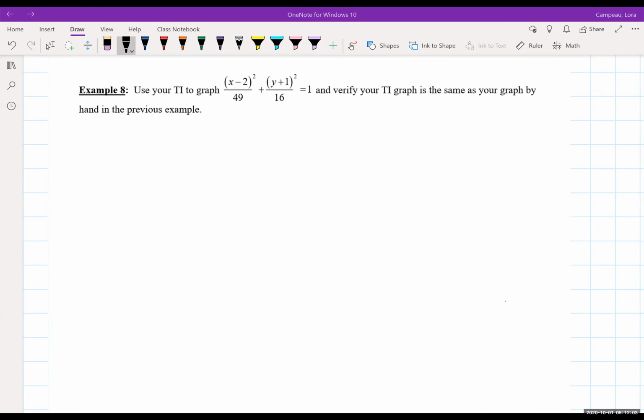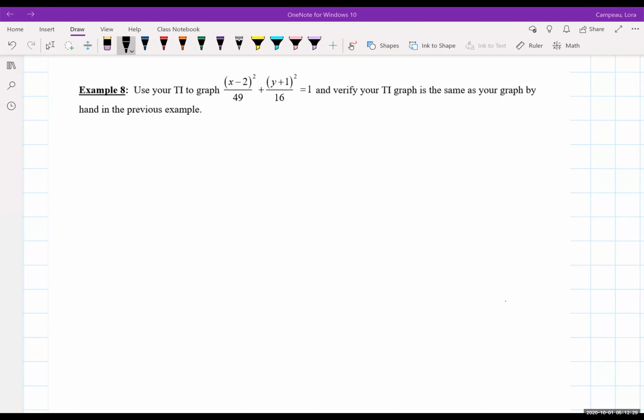Let's get a little practice with using our TI to graph these ellipses. Very similar to what we maybe saw in the circle ones. And I always found, just to emphasize this, that it's a lot easier to graph by hand. But if you need to use this for something else, like solving a system of linear equations or inequalities, you may be interested in doing this technique as well.